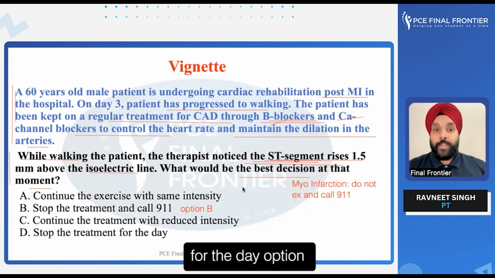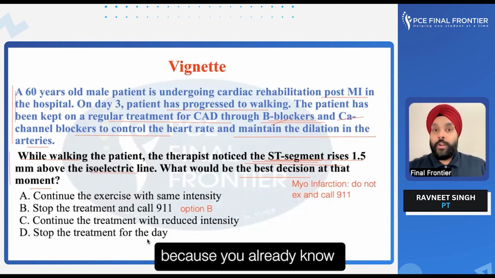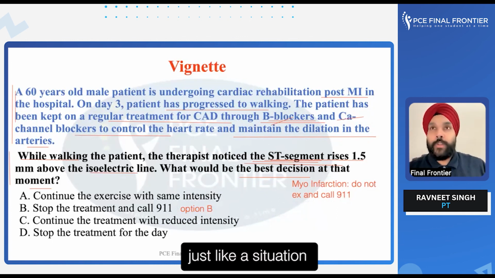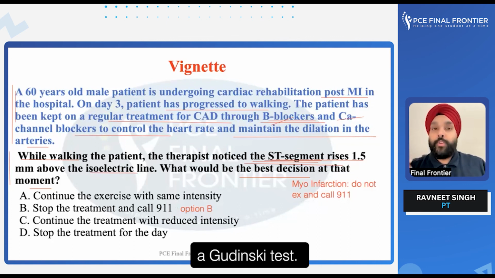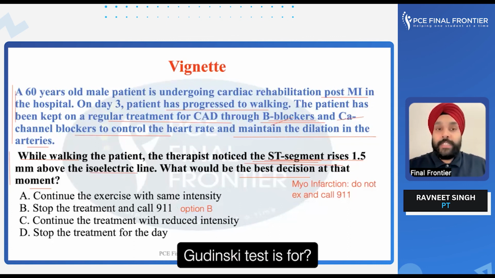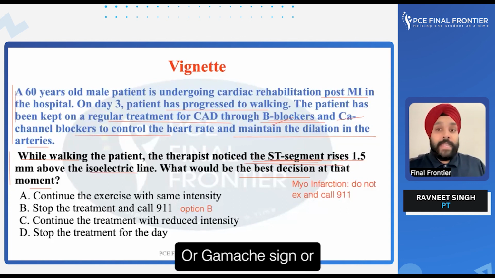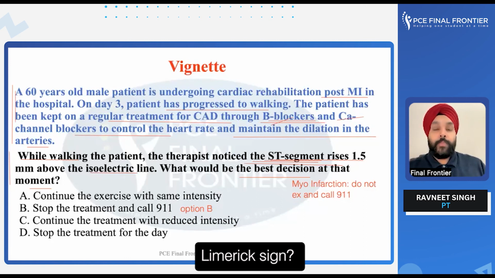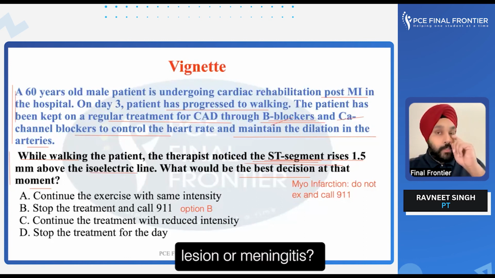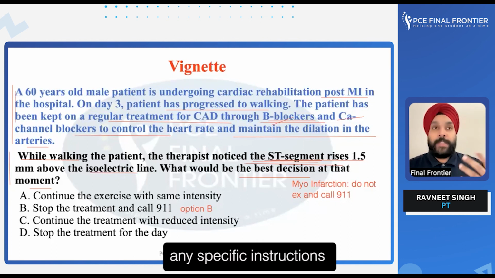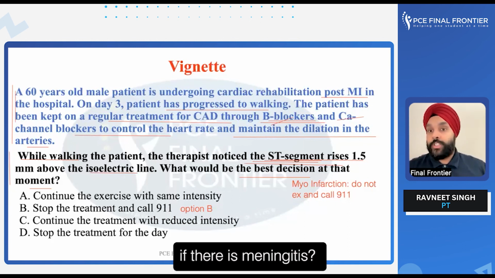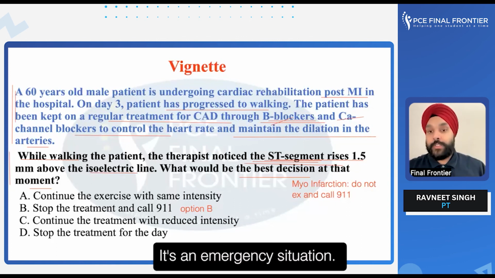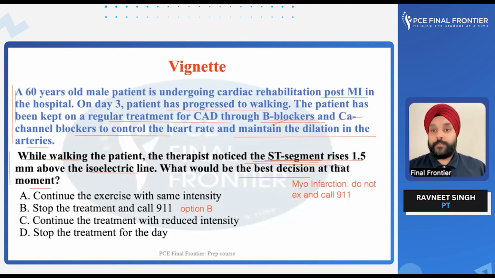All right, stopping the treatment for the day, option D, is not right because you already know what's going on with the patient. It's like a situation where you did Brudzinski's test. Do you remember what Brudzinski's test is for? Or Kernig's sign? Or Lhermitte's sign? The upper motor neuron lesion, or meningitis? Would you wait for any specific instructions from anyone if there is meningitis? You wouldn't. You call 911. And that's the same situation. It's an emergency situation. You're going to call 911. All right.